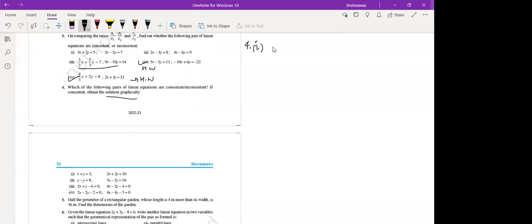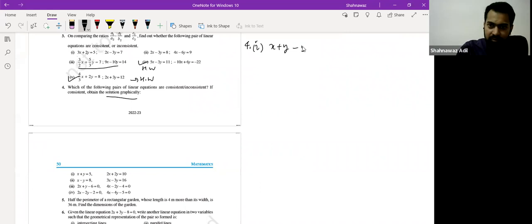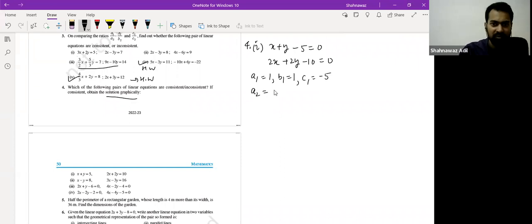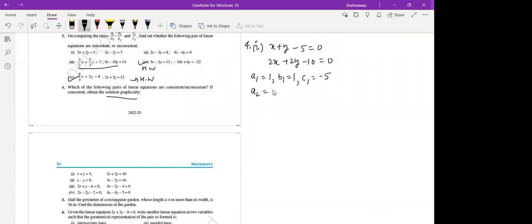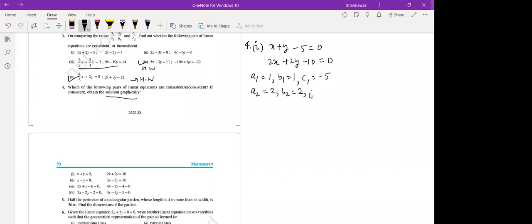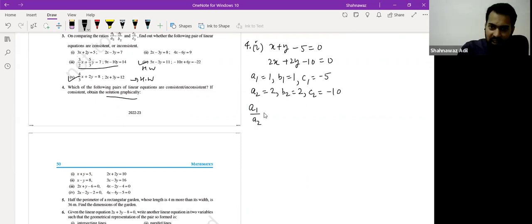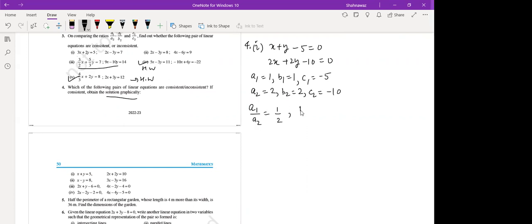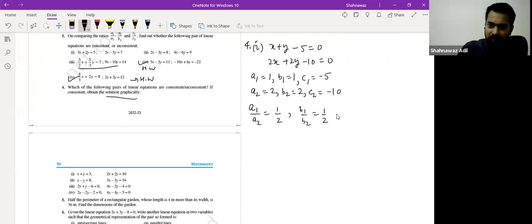So the first question is x + y - 5 = 0 and 2x + 2y - 10 = 0. So A1 is 1, B1 is 1, C1 is -5. A2 is 2, B2 is 2, and C2 is -10. Now let's calculate A1 by A2, which is 1 by 2. B1 by B2 is 1 by 2 again.